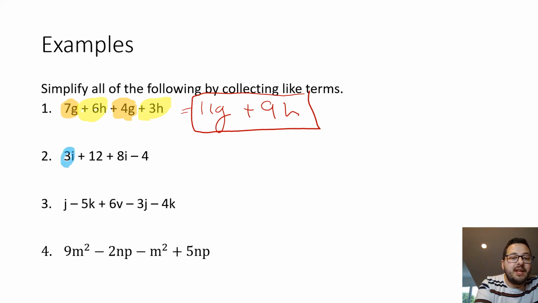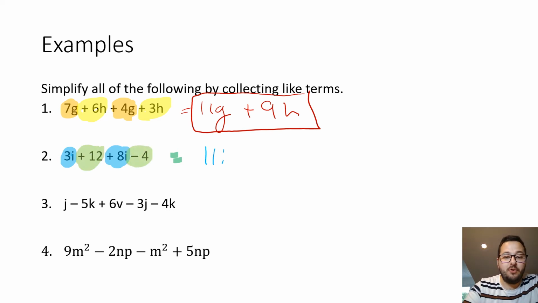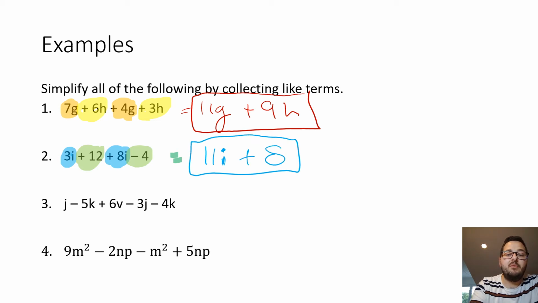So we've got 3I here and we've got plus 8I here, and altogether that's going to give us 11i. And then here we've just got numbers, but we can still treat them separately and bring them together. So we've just got 12 minus 4, which is plus 8. So we've got 11i plus 8. That's the answer to that one.